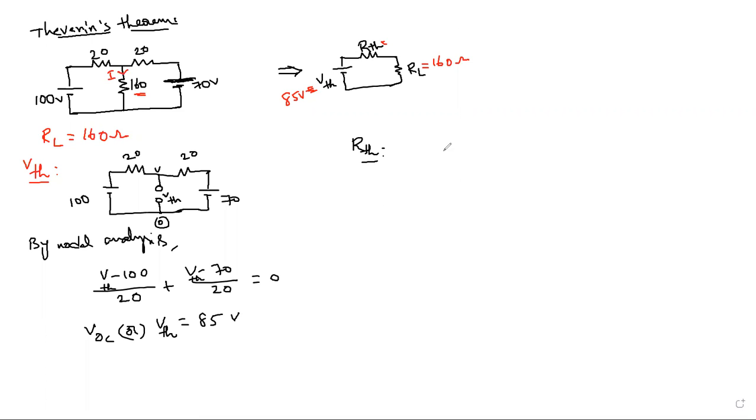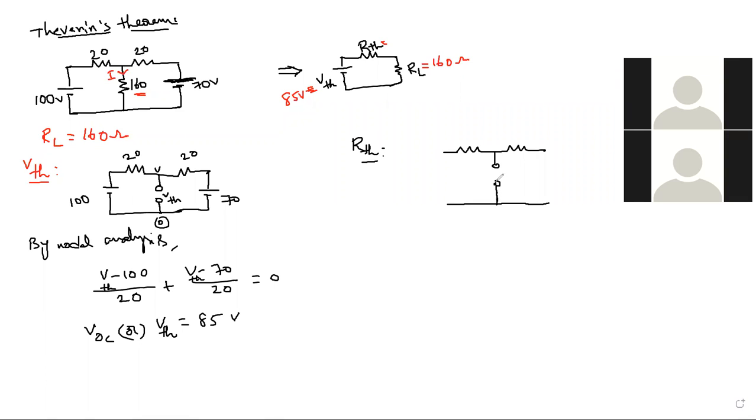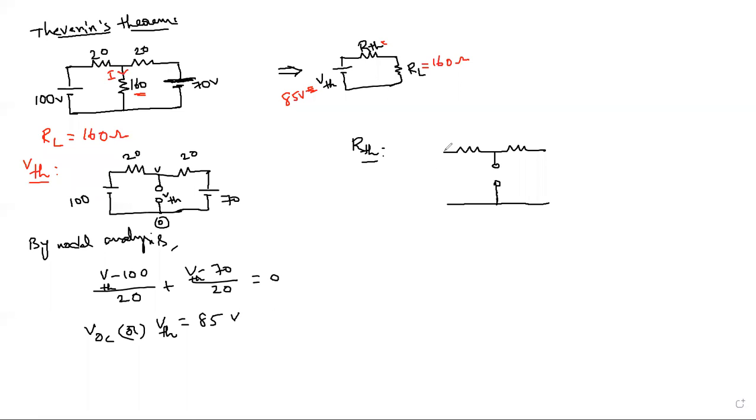The step one. What is the step one? Remove or open the RL. Same step, right? Remove or open the load terminals. Yes, the load terminals are now open, nothing but your 160 ohm resistance, that is your RL open. And the next step, the sources. What should we do with your sources? Voltage source should be made short circuit. Current source should be open circuit.